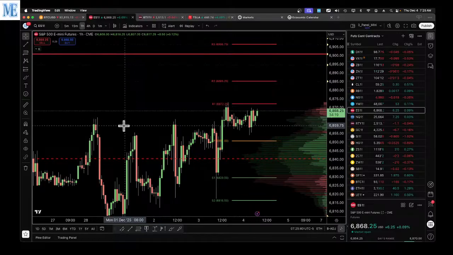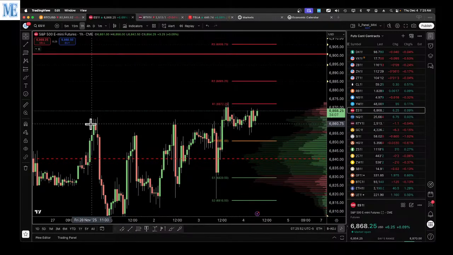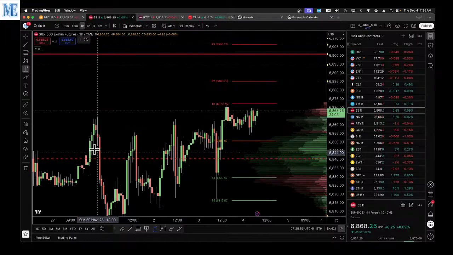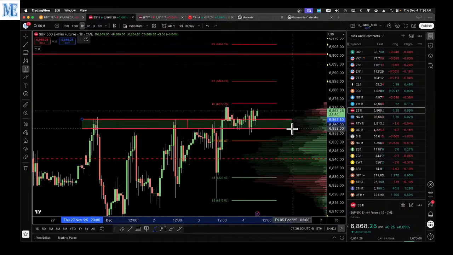And I'm also going to mark, just for engagement purposes, this spot here, if you go even back to the beginning on Sunday night. Just an interesting area kind of developing here.